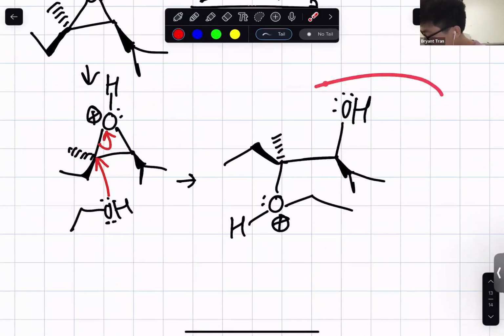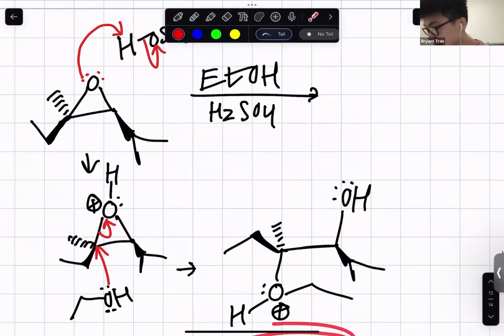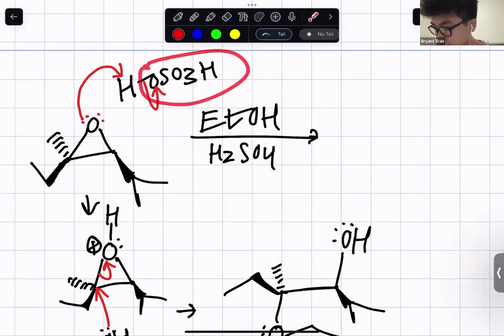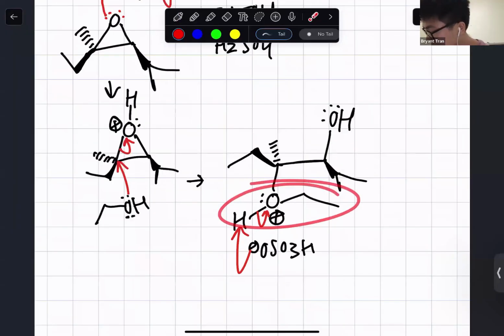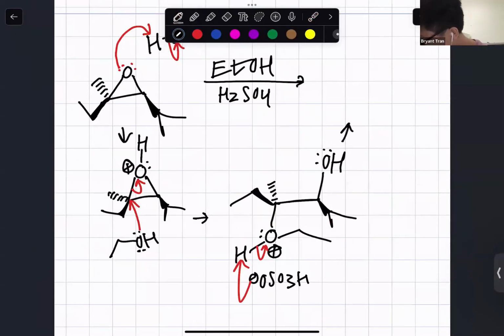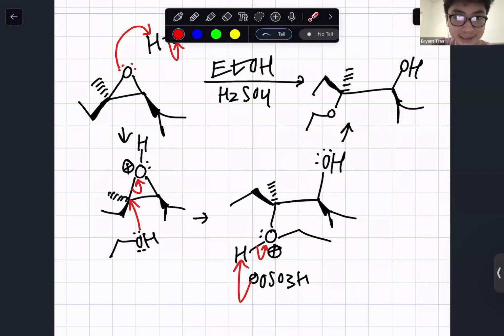Okay. Now, once we have this, the last step of the mechanism is to use the conjugate base, which is HSO4 minus that we formed in the very first step, to deprotonate this positively charged oxygen right here, which will lead us to this final answer right here. Oxygen, ethyl, isopropyl, OH, like that. So that's going to be the final answer for epoxide opening in acidic conditions.